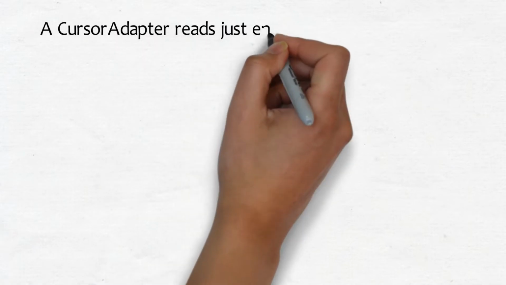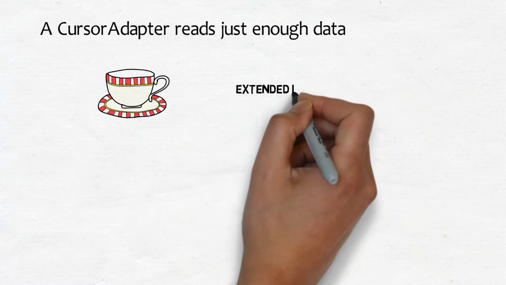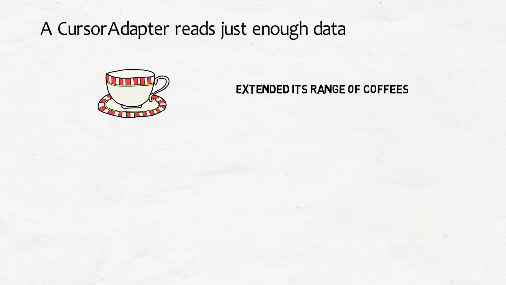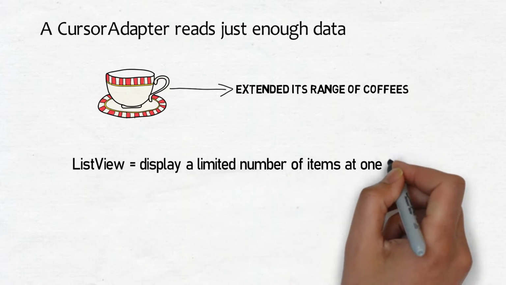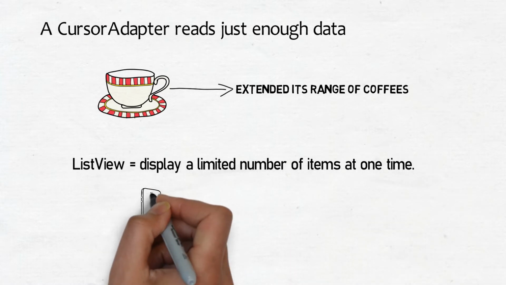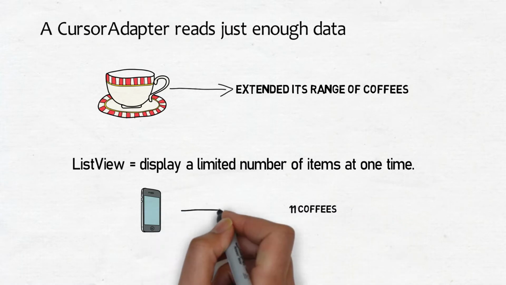Let's pretend that our database is a lot larger. For example, let's say the coffee shop massively extended its range of coffees for the market. Instead of 3 types of coffee, the different combinations of extra shots, milk and granola sprinkles might mean that we need to store many more drinks in the database. The list view can only display a limited number of items at one time. On a small device, it might only initially show, say, the first 11 coffees.